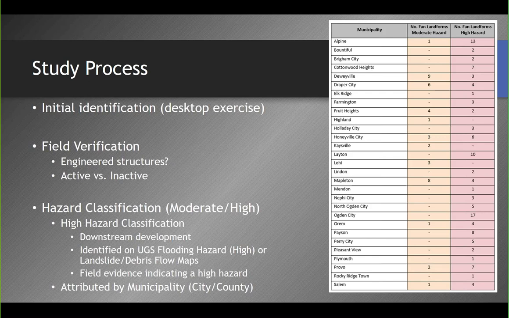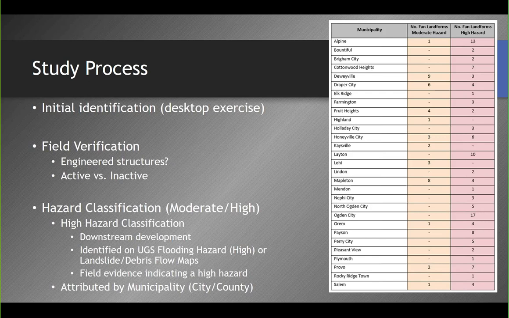Did our individual fan landform areas intersect the UGS flood hazard high designation or the mapped landslide and debris flow layer? If either one of them or both of them intersected, then we would consider that a high hazard. And then finally, if there was field evidence indicating a high hazard, geomorphic indicators that we found in the field, then we would classify that as high. Everything else was considered moderate.